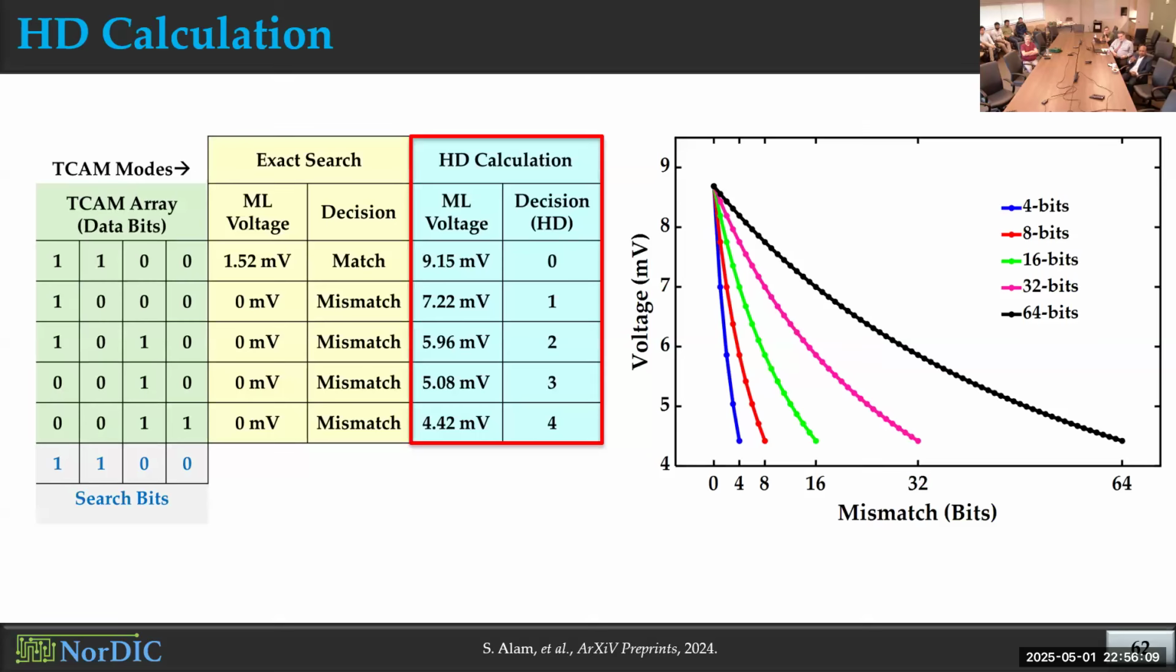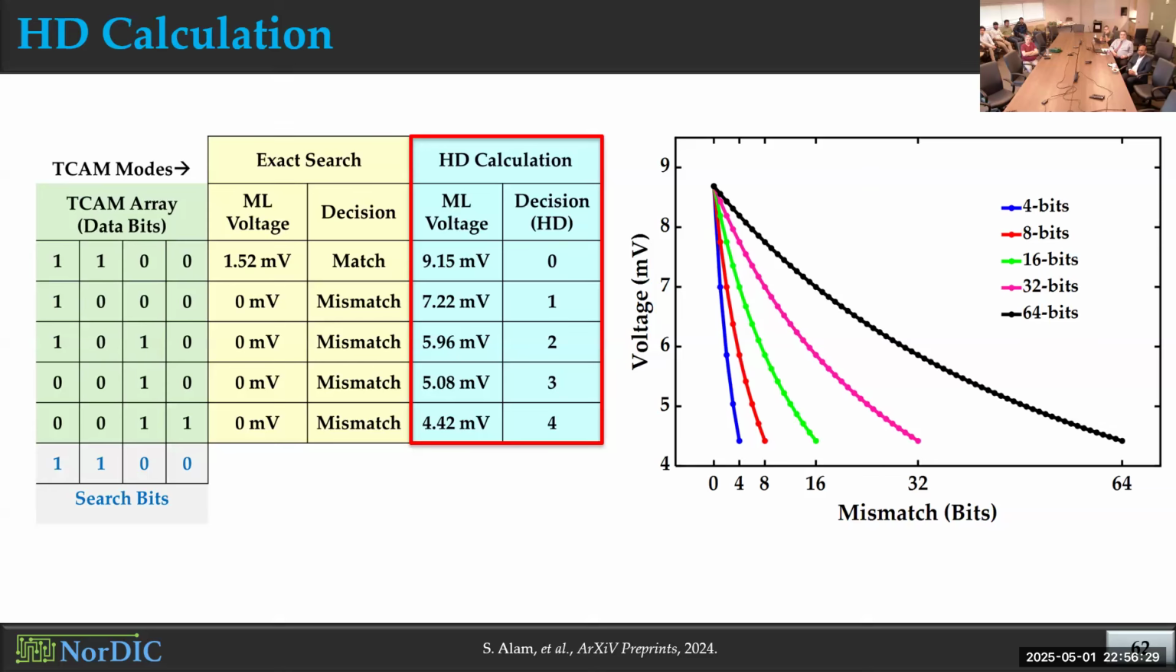And could you explain what Hamming distance is? So Hamming distance is the amount of mismatch between the search and the data bit. So if we have 4 bits of data and 4 bits of search, if we have 1 bit mismatch, Hamming distance is 1. If we have 2 bits mismatch, Hamming distance is 2, something like that. And if you have complete matching, we will have Hamming distance of 0.